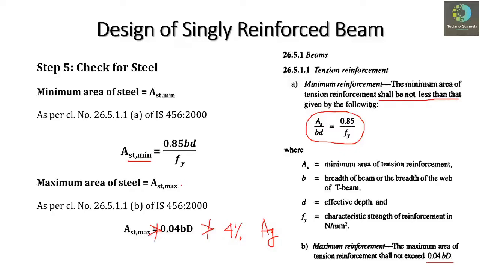It means that whatever amount of steel you provide should be in between Ast minimum and Ast maximum, or you can say the area of steel provided should be more than Ast minimum and less than Ast maximum. Accordingly we have to provide the steel. Providing the steel means we have to assume a suitable bar diameter, and by assuming that bar diameter we have to calculate the number of bars.